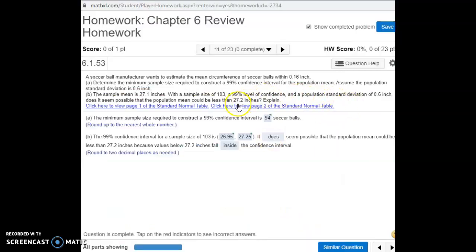And the final part of the question says, does it seem possible that the population mean could be less than 27.2 inches? Well, looking at our confidence interval, 27.2 inches is inside of our upper and lower bound. And so being less than 27.2 inches is totally possible. We're 99% confident the mean lies somewhere in between here. So sure, it could be 27.2 because that does fall somewhere within our confidence interval.